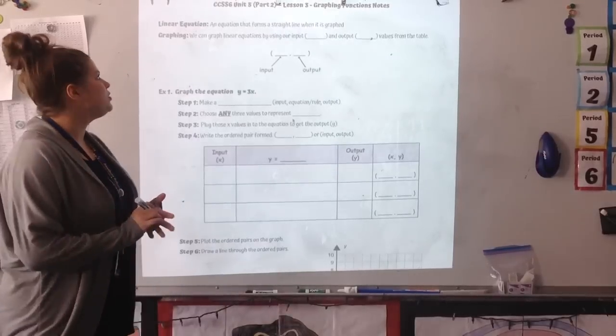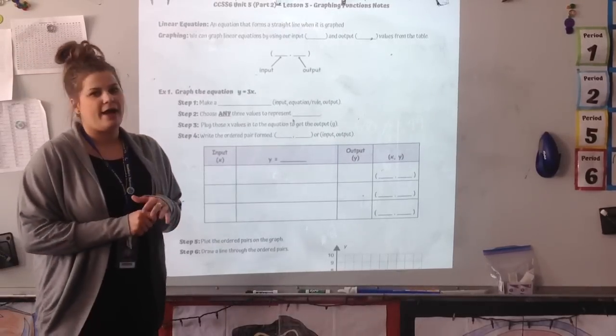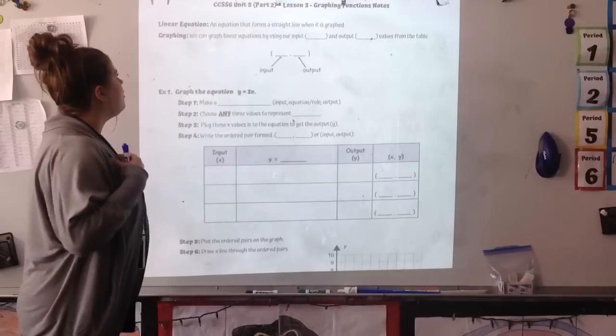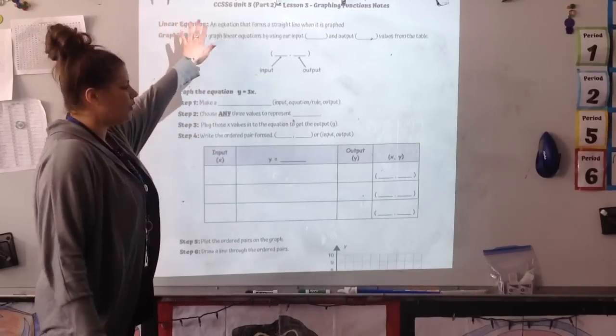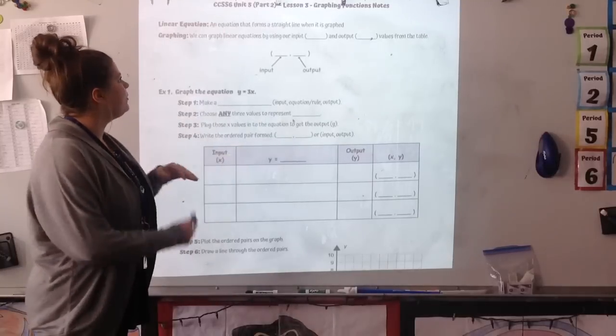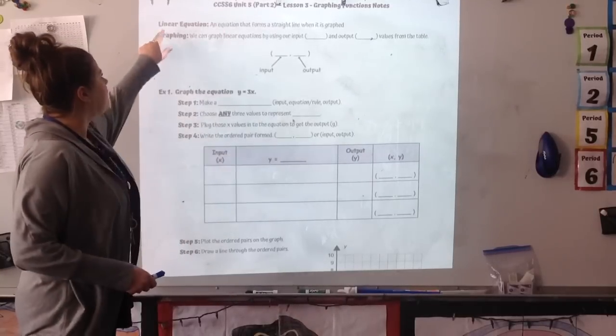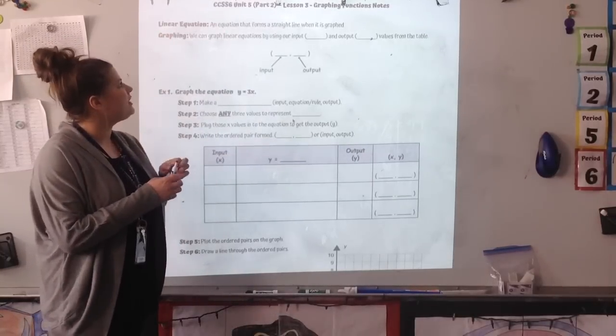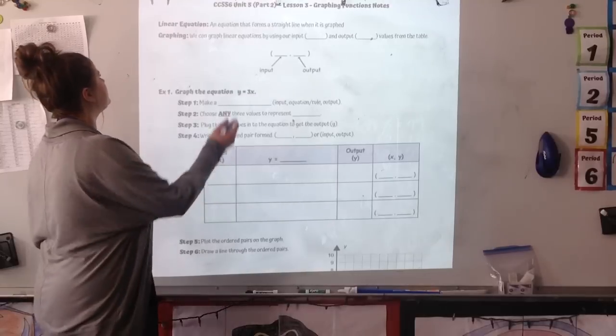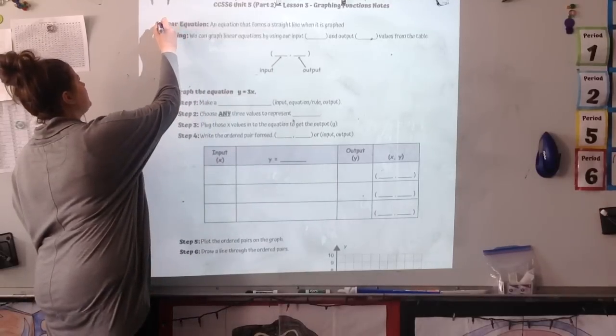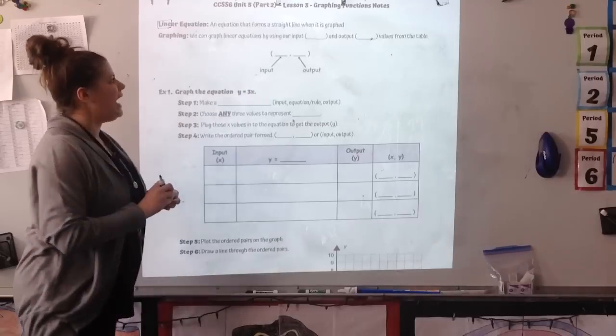All right, today we are doing lesson 3, which is graphing functions. So we have a couple of new vocabulary terms, and then we will get right into it. A linear equation is an equation that forms a straight line when it's graphed. You can remember that because it has the word line in it.